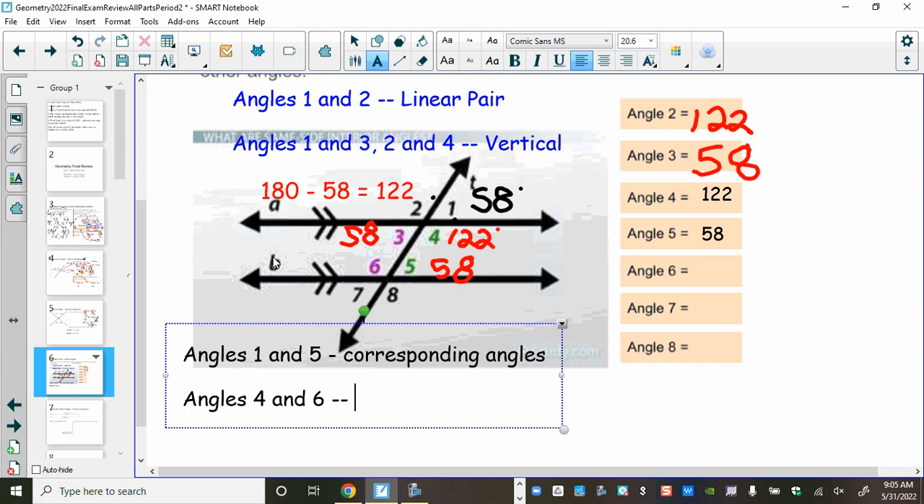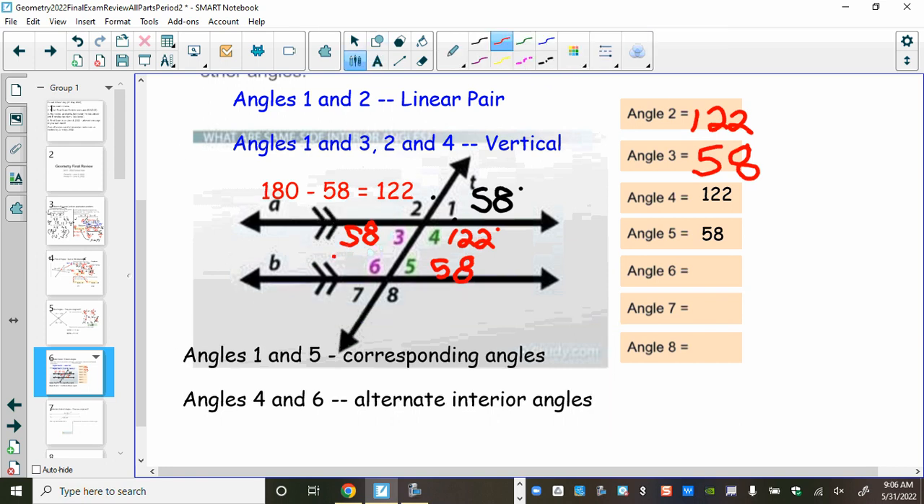Now, are they inside or outside the parallel lines? 4 and 6, inside or outside? Look where 4 and 6 are on this diagram. They're inside the parallel lines. So 4 and 6 would be alternate interior angles. So if angle 4 is 122, so is angle 6.